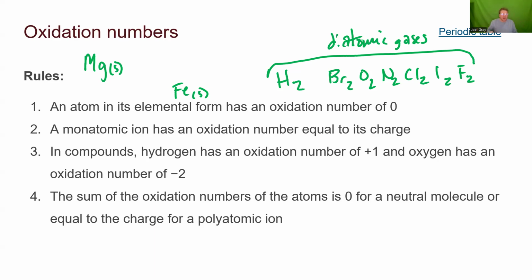A monatomic ion has an oxidation number equal to its charge. For this, think of the periodic table. In a compound, hydrogen has an oxidation number of +1 and oxygen has an oxidation number of -2. Boom, forehead tattoo, forearm tattoo, whatever. That is a very important value to remember. Hydrogen +1, oxygen -2. Anything else is going to be related to that.